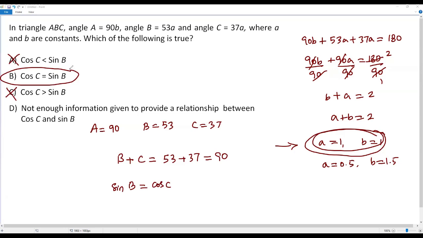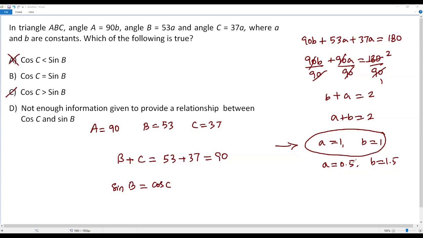As I said earlier, if I want to decide this one is true, it has to be true for all pairs of values of A and B, not for one particular case like this one, A equals 1 and B equals 1. So we have to check with the other pairs of values. For example, let's consider when A equals 0.5 and B equals 1.5, whether this one is true or not. And also we have to consider some other pairs of values. For all pairs of values of A and B, it has to be true so that we can conclude it is true finally.